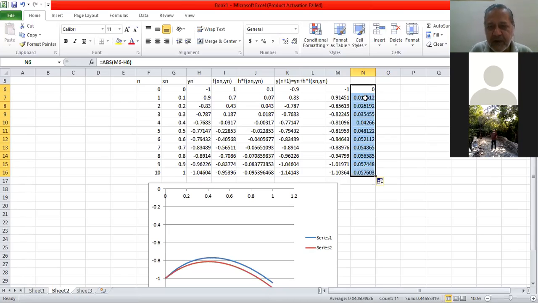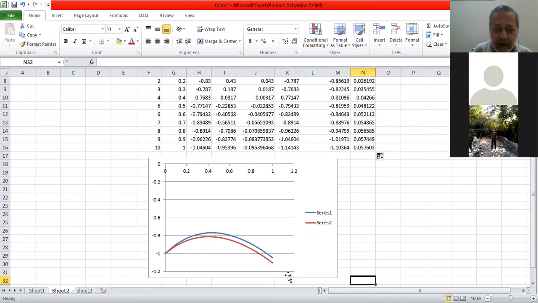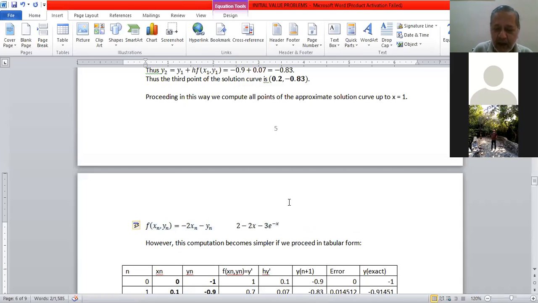Now see, what is the size of the error? The size of the error is 10 to the power minus 2. The h was what? H was 0.1, that is 10 to the power minus 1. So errors are of the order of 10 to the power minus 2, that is h squared. So that completes the demonstration of the same problem, redone.